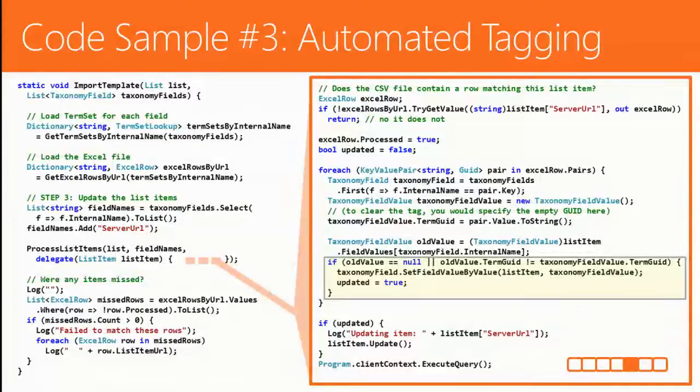You need to get the taxonomy field and typecast it to being, instead of just a SharePoint field, a taxonomy field, so that you can call this method on it and give it the taxonomy field value, which is the thing that specifies the term. And generally, you just give it the GUID of the term. So it's a little contorted, but this is how you do it.